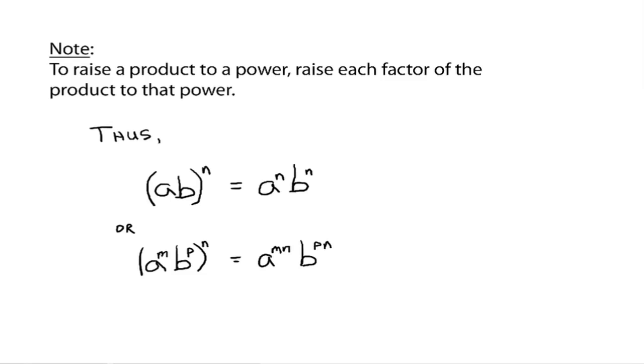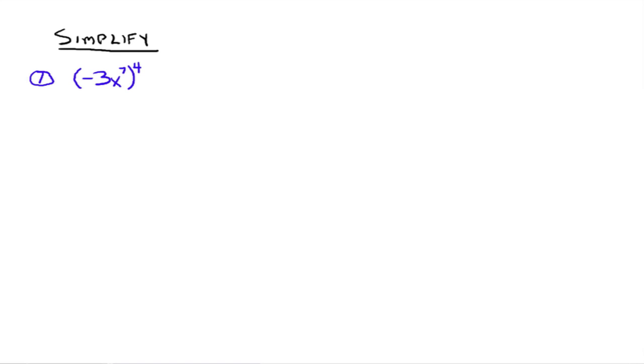All right, so let's try a couple of examples. Simplify: negative 3x to the 7th, all of that raised to the 4th power. Negative 3 is one factor, x to the 7th is another factor, so we can raise each factor. Notice I've got parentheses around that negative 3, because we're saying all of negative 3 is raised to the 1st power, and 1 times 4 gives you 4. And then x to the 7th raised to the 4th power, the 7 and the 4 get multiplied together to give you 28.